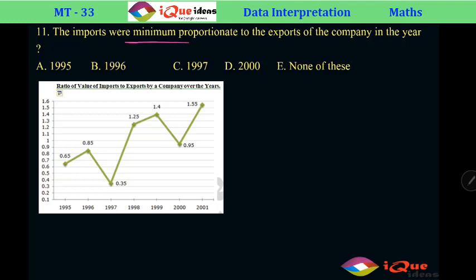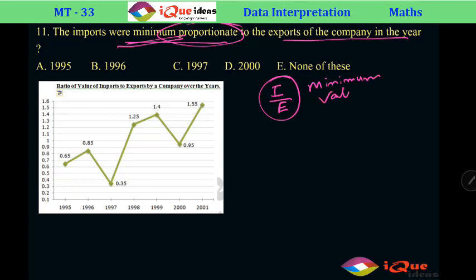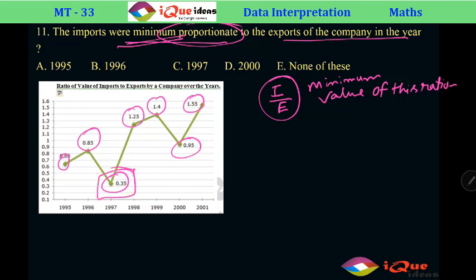This question says the imports were minimum proportionate to the exports of the company in the year. We only have to find the proportionate. So basically what we have to find is import upon export, which is already given in the graph. So in the graph, look at which year is the lowest, right? The question is the minimum, so the minimum value of this ratio. Minimum value of this ratio is in which year? Okay, so if you look at the graph, you can clearly see 0.65, 0.85, 0.35, 1.25, 1.4, 1.55, 0.95. The lowest is 0.35, which is 1997. So clearly, just by looking at the graph, you can see that the answer is 1997.